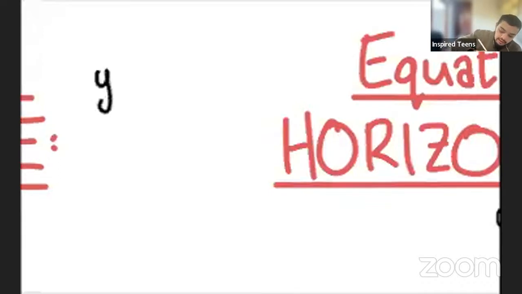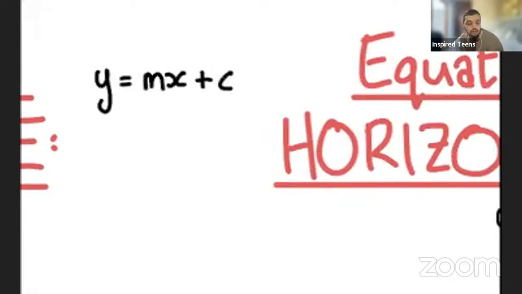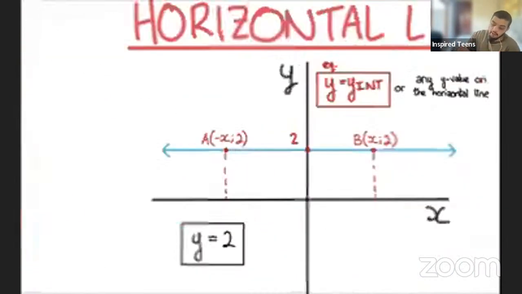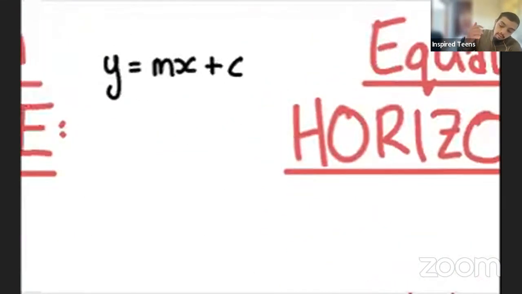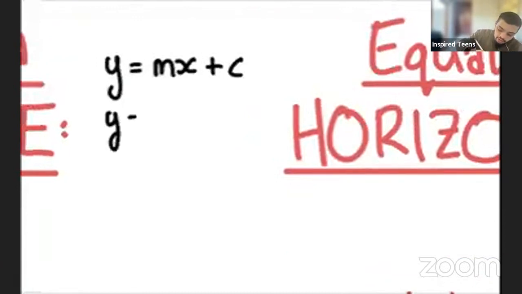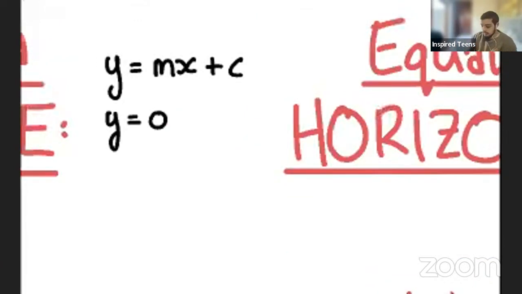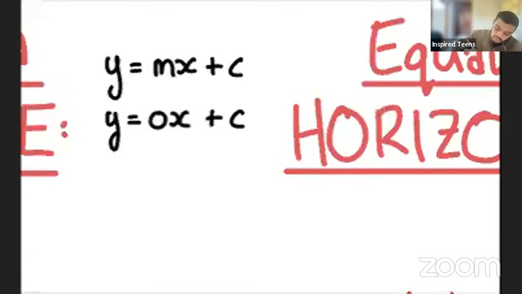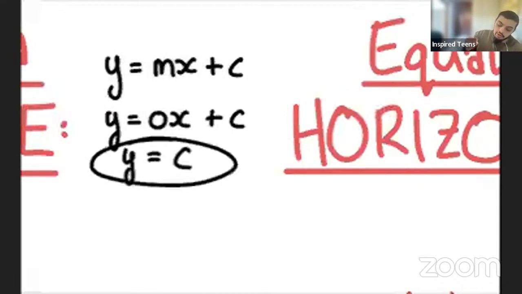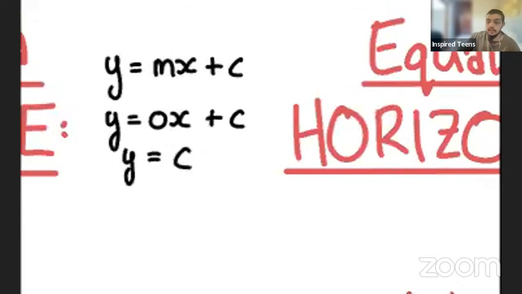These are straight lines. y is equal to mx plus c. So when we talk about the gradient of, let's just say, a horizontal line, if you remember correctly, we said that the gradient of a horizontal line is equal to 0. So it becomes 0x plus c, which just becomes y is equal to c. So this is the equation of a horizontal line. y is equal to c because its gradient will always be 0.